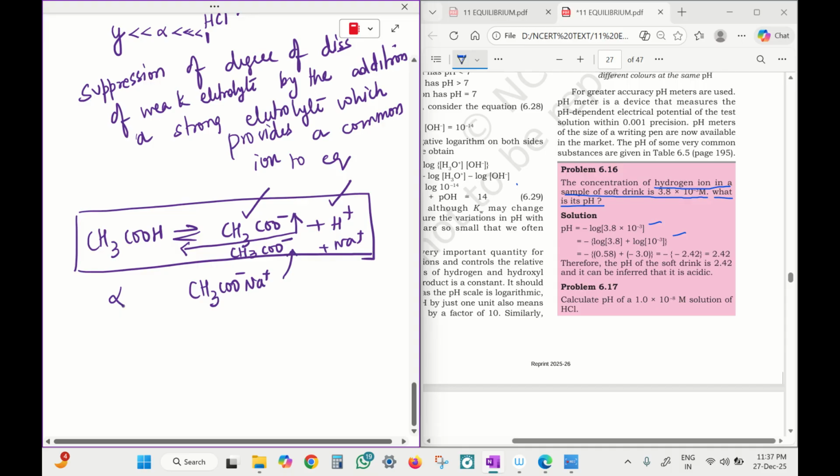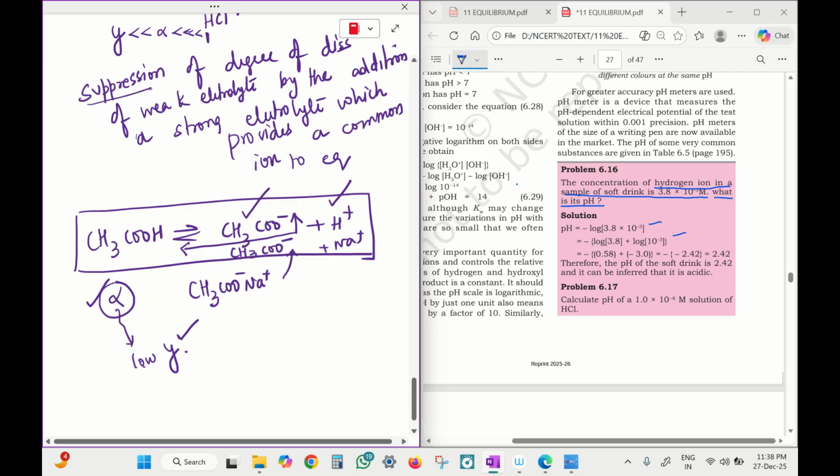Alpha was already very, very small. Because of the reaction moving in the backward direction, the degree of dissociation alpha is further suppressed to a low value, which is lower, Y. So in the presence of common ion effect, the degree of dissociation of a weak electrolyte is further suppressed. So if it was dissociating to the extent of alpha, it is dissociating much less, which is represented with Y.